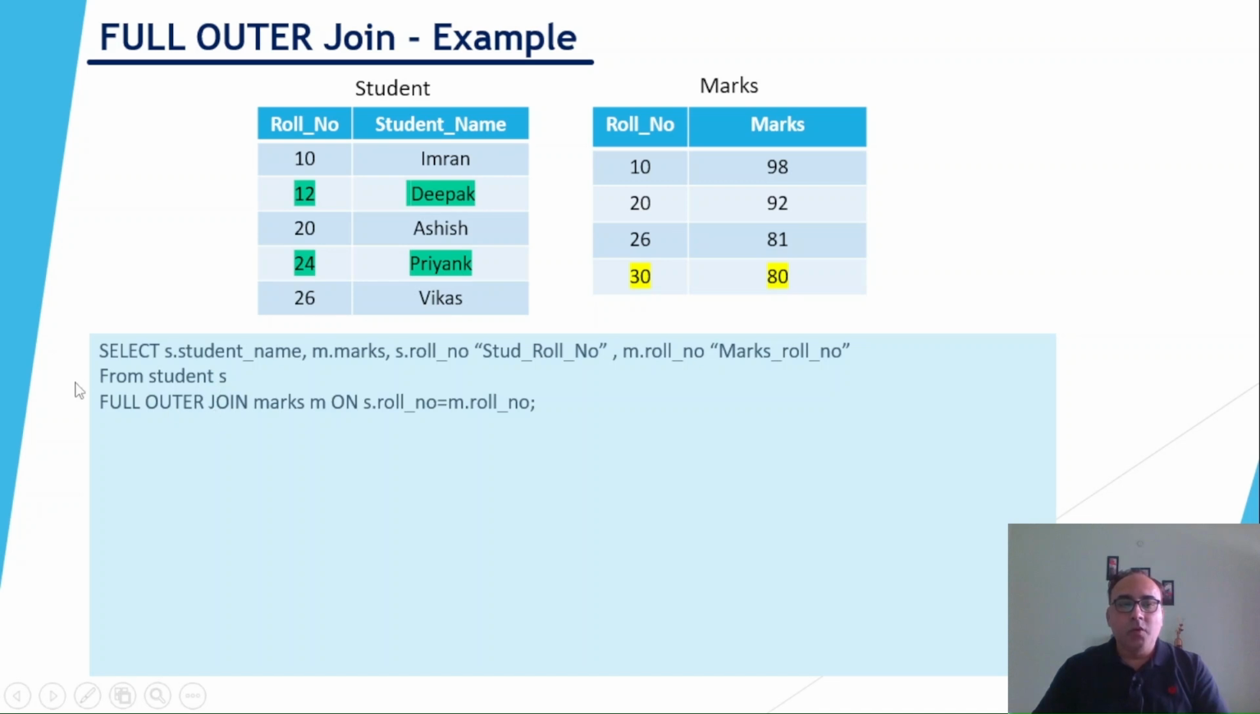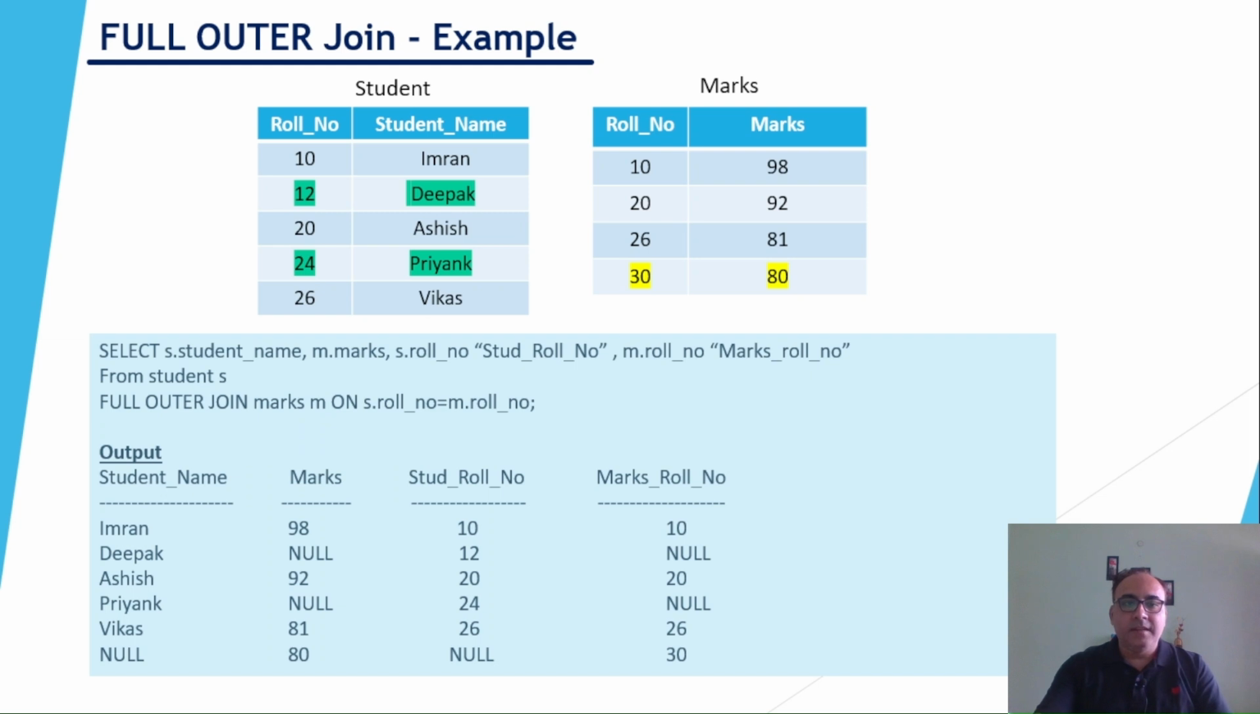Full outer join ensures that all the records from the left table are present in the result, as well as all the records from the right table. For the records where we don't have any direct match, null can be displayed. So the outcome will be here: you will be able to see all the records from the left table as well as all the records from the right table.